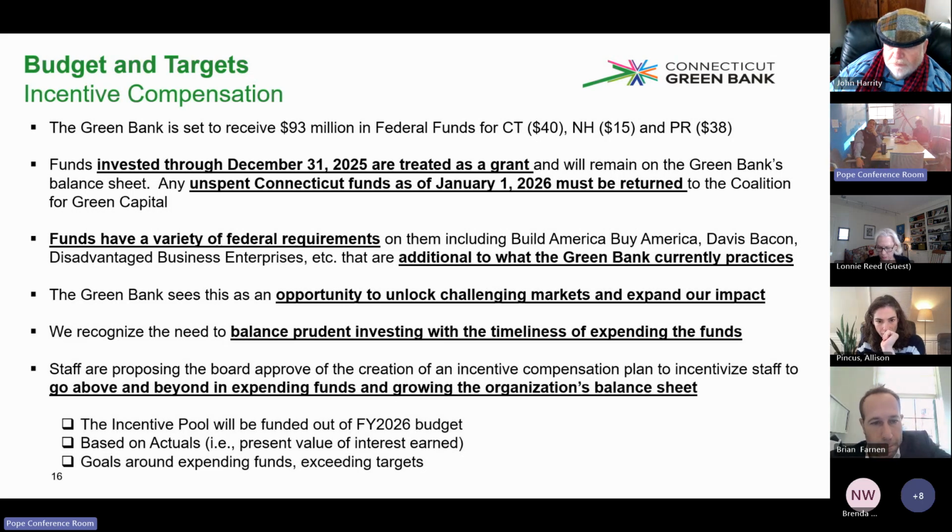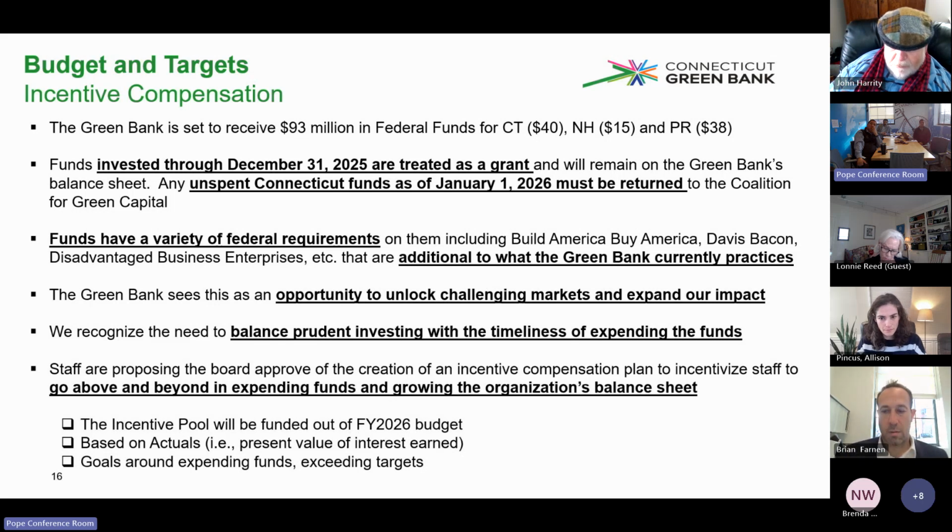So I'm coming to you to propose the creation of an incentive compensation plan to really get staff to go above and beyond, to get these funds out the door, to unlock these new markets, and frankly, to grow our organization's balance sheet. We're incentivized to get the money out quickly, and I want to pass that incentive on to staff. We aren't doing this with ratepayer capital.